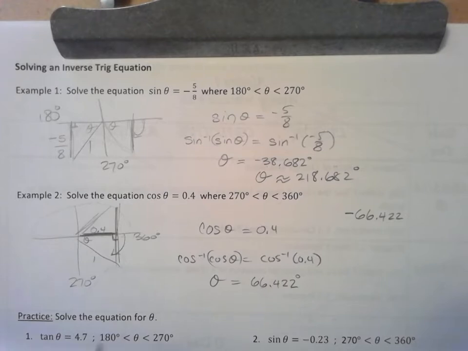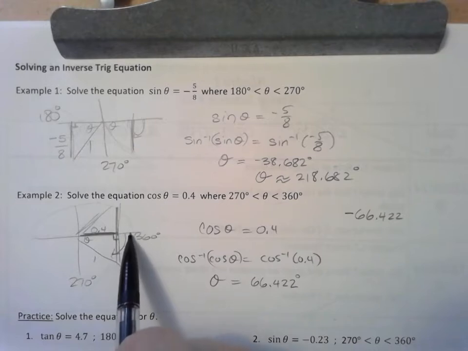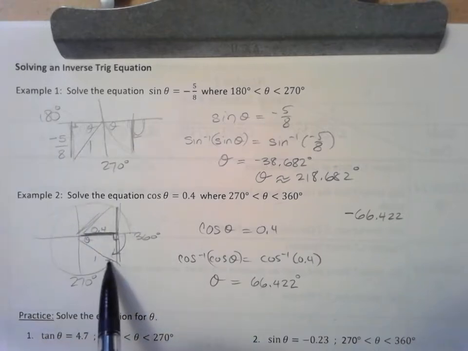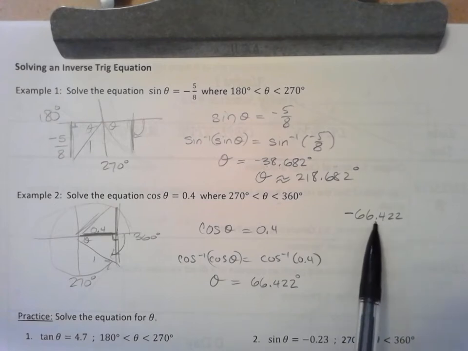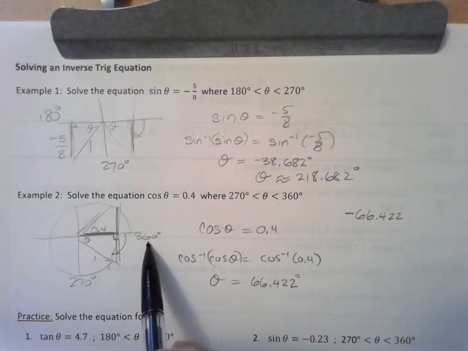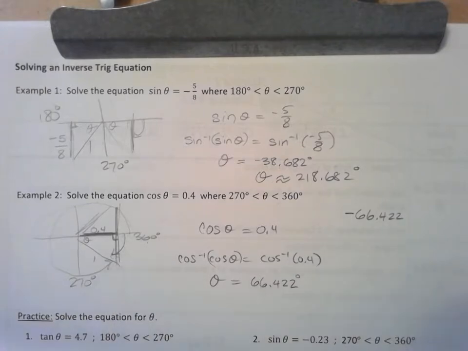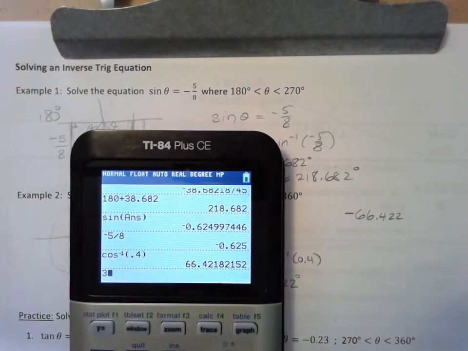No, it does not. So what I need to do is, instead of going backwards, let's start from 0 and go all the way around, stopping at the same terminal side. That's 66.422 away from 360. So I'm going to start at 360 and I'm going to subtract, or go backwards, 66.422.